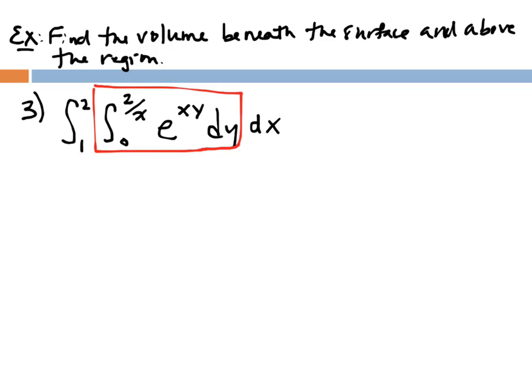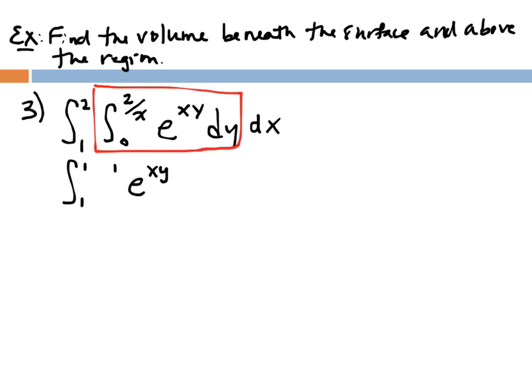This also is just a different kind of function. We have the function e to the xy. So let's take a look first and do that integral. What is the antiderivative of e to the xy? So e to the xy, and then we're basically doing u substitution, if you will. The exponent xy is the variable y times the constant x.